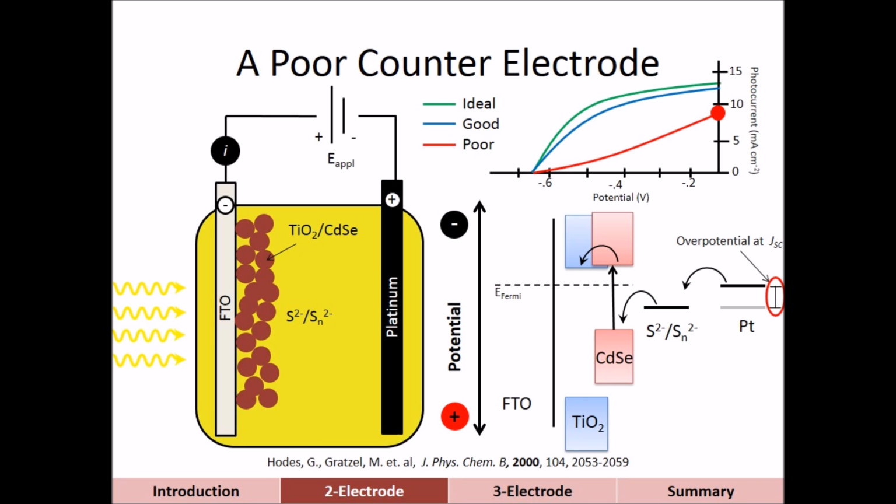As we continue to scan all the way to short circuit current, we now have no potential difference between our working electrode and our counter electrode. However, the potential that these two electrodes are at is vastly different from the potential of the redox couple, because we have to supply this very large overpotential in order to get platinum to regenerate our redox couple at the rate that we need it to. So for this counter electrode, much of the voltage of our cell is taken up by this overpotential.